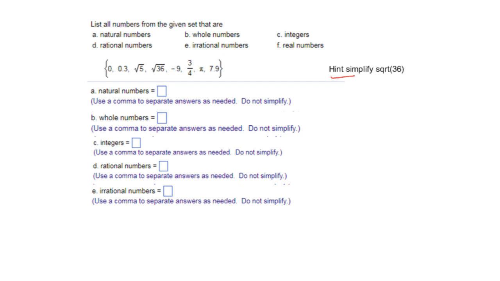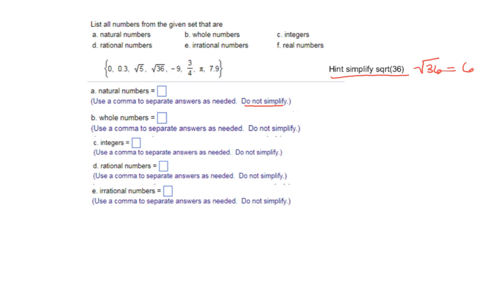It says simplify, and that means the square root of 36. So the square root of 36 is equal to 6. Again, it says use a comma to separate answers as needed. Do not simplify. So although we did simplify the square root of 36, we're going to use the original form of the number in our answer.